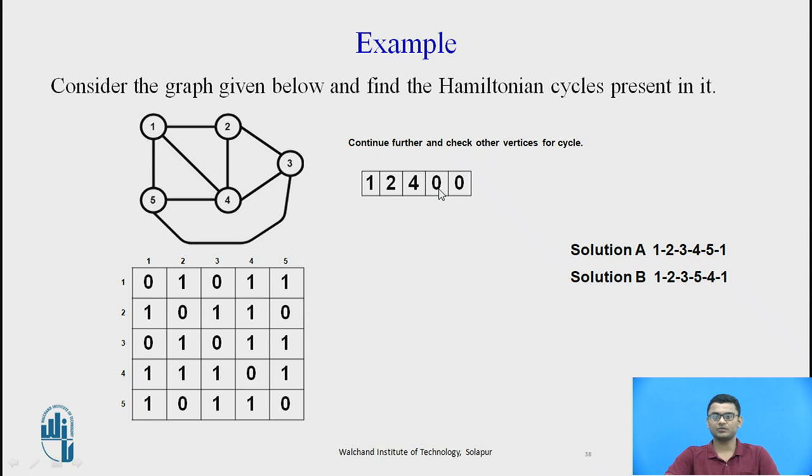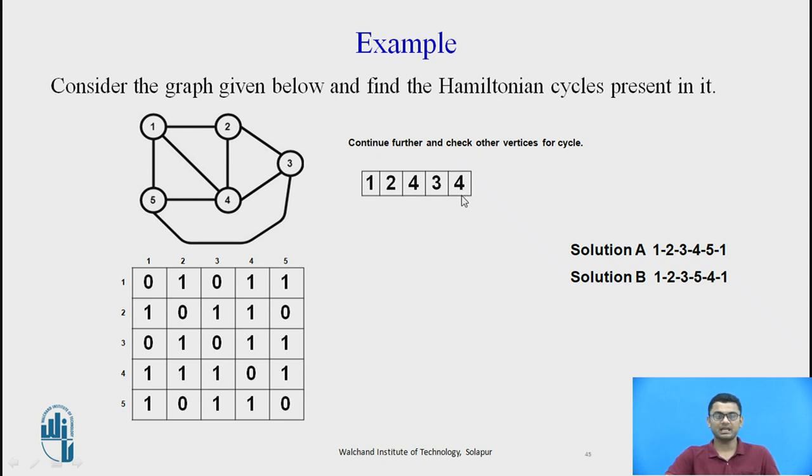Now I will continue further and check for other vertices for the cycle starting from 1. 1 cannot be visited since it has been previously visited. Similarly, 2 cannot be visited again. We have to check for 3. Now 4 to 3 is a valid edge, so visiting 3 after 4 is completely possible. And now we will check for other vertices after 3 so that we can complete the cycle and reach till 1. So we start from 1. 1 cannot be visited. Similarly, 2 and 3 also cannot be visited. 4 also has been previously visited, so we leave 4 also.